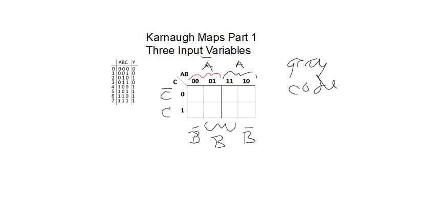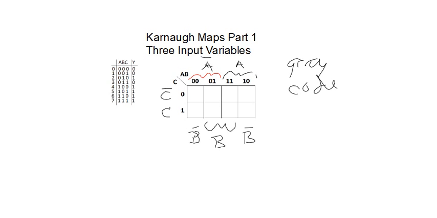Now, this is a 3 variable map. We can also do a 4 variable map, which we'll get to soon. It'll have CD going down, so it'll be a square. It'll have 16 blocks. We'll look at that shortly. But it'll also use a gray code going down vertically, 00, 01, 11, 10. So you'll have 4 rows and 4 columns in that map. But we'll get there as time goes on here.